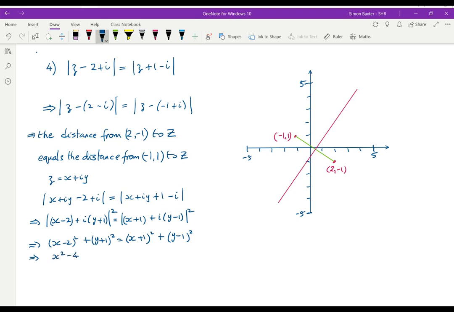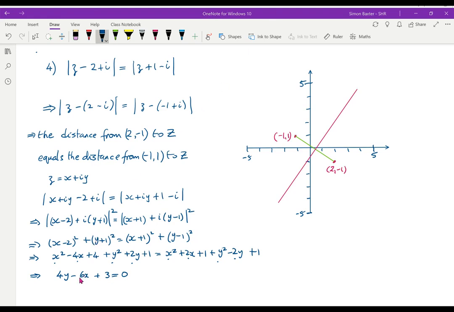Easy algebra. x² - 4x + 4 + y² + 2y + 1 = x² + 2x + 1 + y² - 2y + 1. x² cancels with x², y² cancels with y², and we're just left with 2y + 2y is 4y, minus 4x, take away 2x from the other side, minus 6x, plus 5 minus 2 is plus 3. So there is the equation of our straight line.